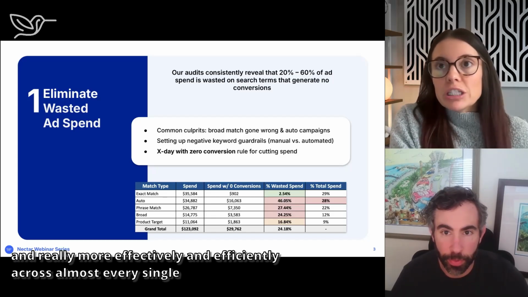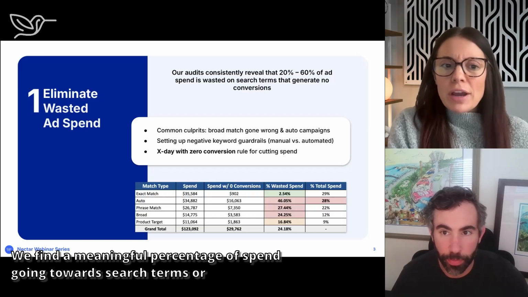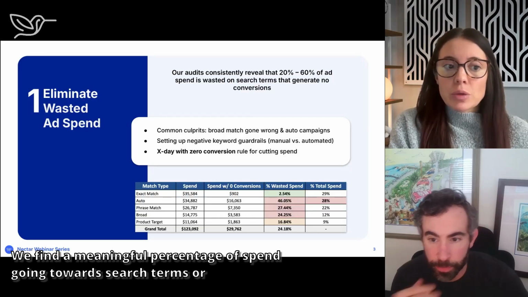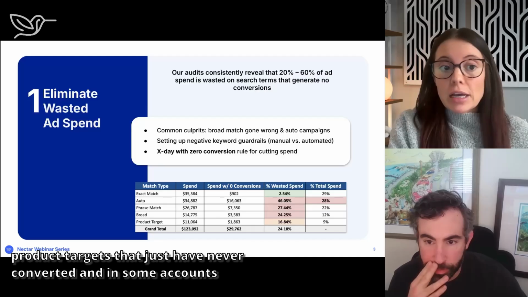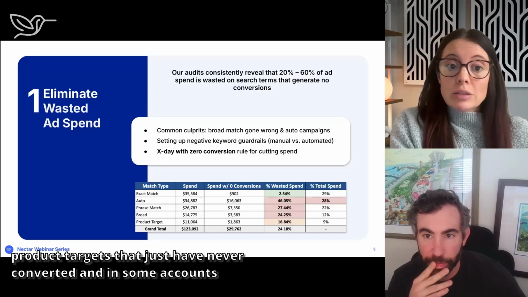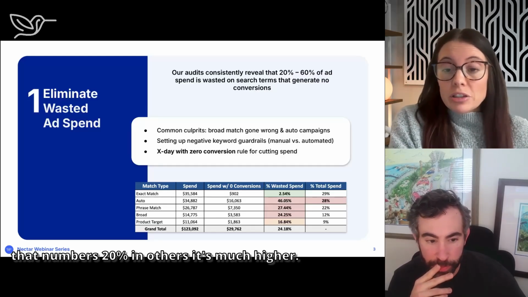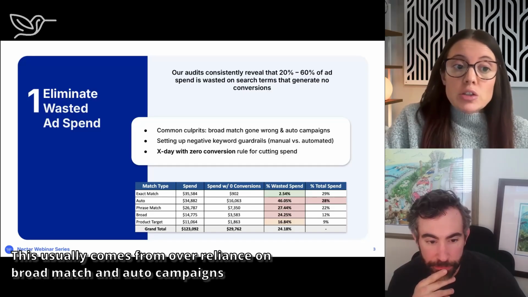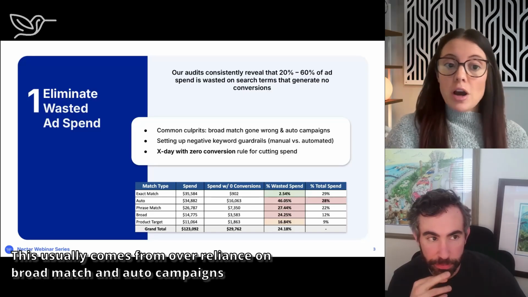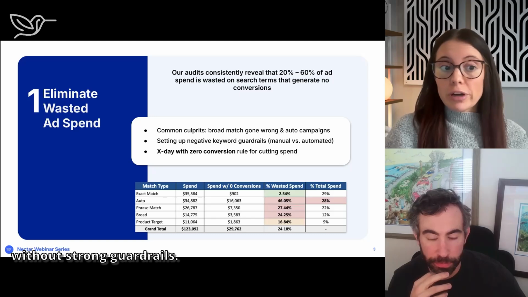Across almost every single audit that we run, we find a meaningful percentage of spend going towards search terms or product targets that just have never converted. And in some accounts, that number's 20%. In others, it's much higher. This usually comes from over-reliance on broad match and auto campaigns without strong guardrails.